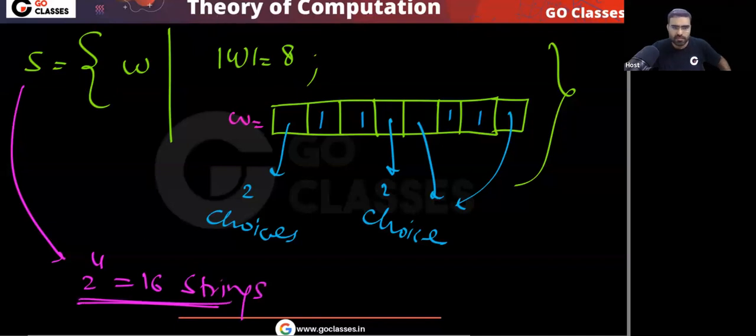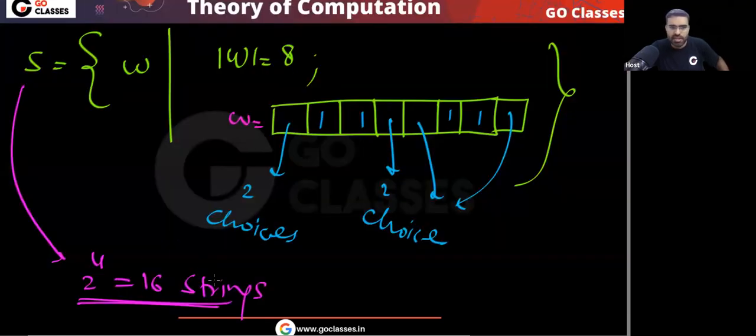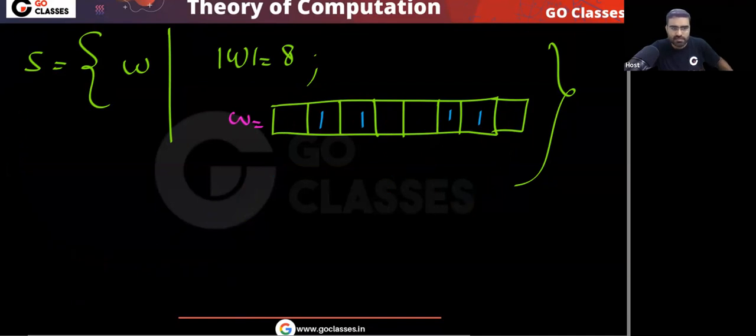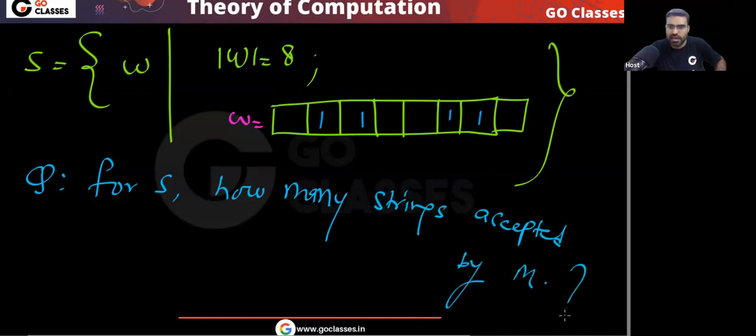What is the question saying? The question is saying, how many strings in S are accepted by M? In this set S, how many strings are there which are accepted by M? So this is the question. From S, how many strings are accepted by M? Did you understand the question? Please tell me, how many strings are accepted by the machine M? This is your question. Okay, now let's solve it.